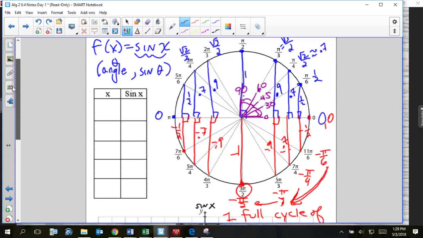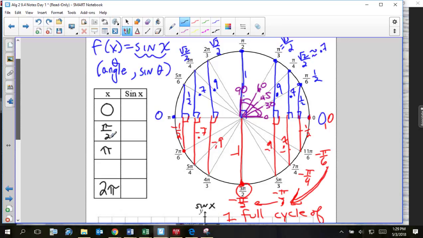What are the x values? Not numbers, but what are they? The angles, the thetas. My first one is going to be 0, and my last one is all the way around at the end of the cycle, 2 pi. That's pretty easy to remember. 0 and 2 pi are like the same. Then they're evenly spaced. So what's right smack dab in the middle? Pi. Now what's right in the middle of 0 and pi? Pi over 2.